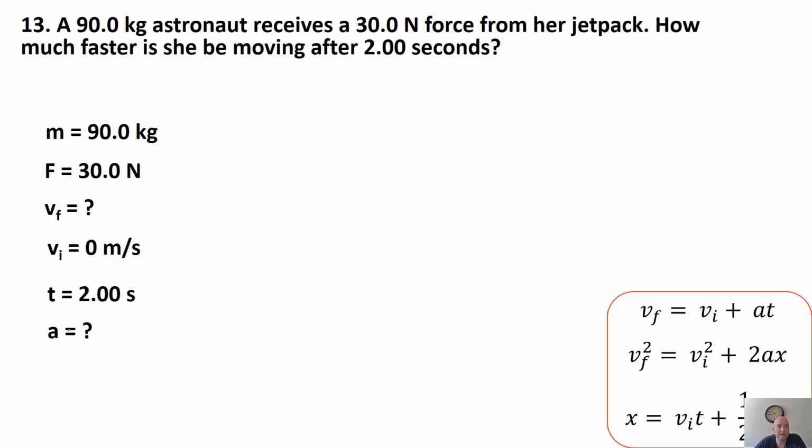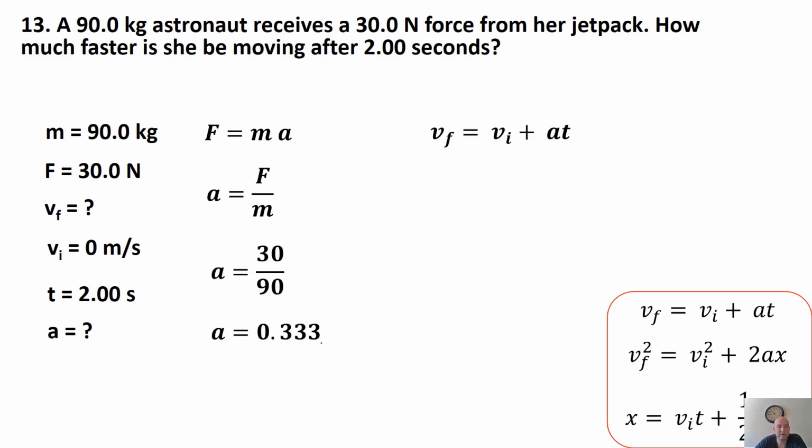2 seconds later, and so F equals ma. Oh look at this, we have M and we have F this time. So we can go ahead and go to F equals ma. Once again, rearrange it, divide out the M from both sides, you get A equals F over M. You plug in your values, 30 and 90, and you get an acceleration of 0.333 meters per second squared. I left out the units, but it's meters per second squared.